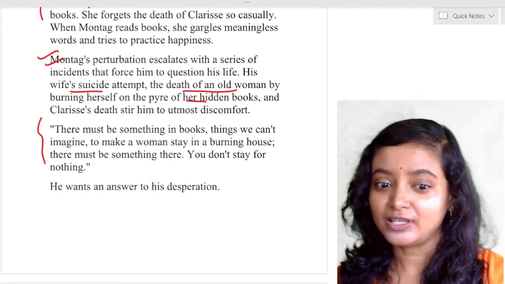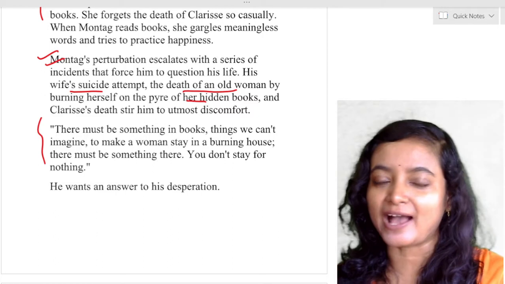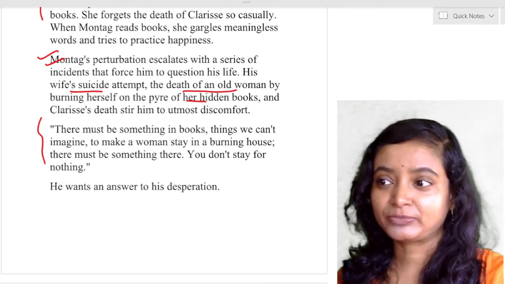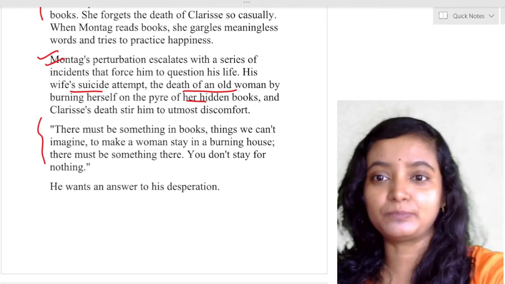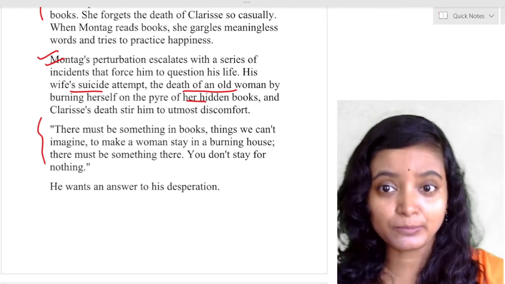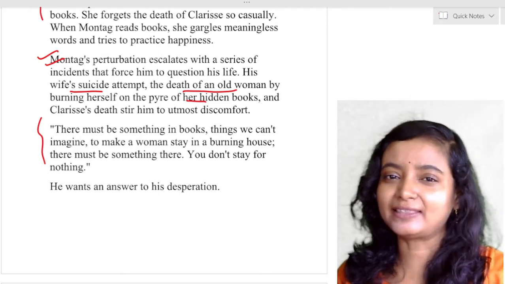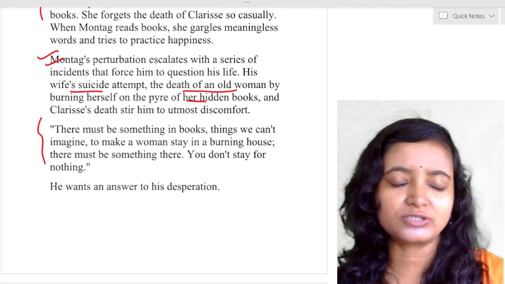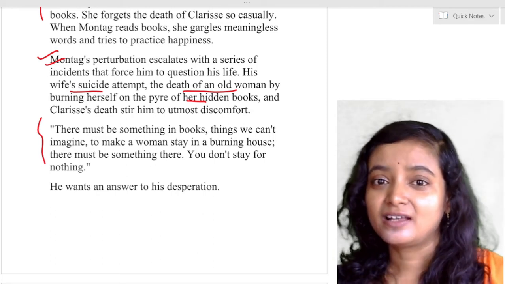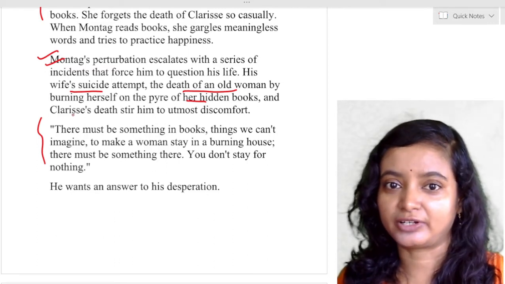That day, the old lady said, "I am ready to die with these books, but I don't want to give myself away from these books." They wanted to save the lady and burn the books. But the old woman said, "No, if you have to burn my books, then burn me also, burn me with those books." And this troubled Montag's psychology a great deal. And Clarisse's death, that teenage girl died, and this also haunted Montag.